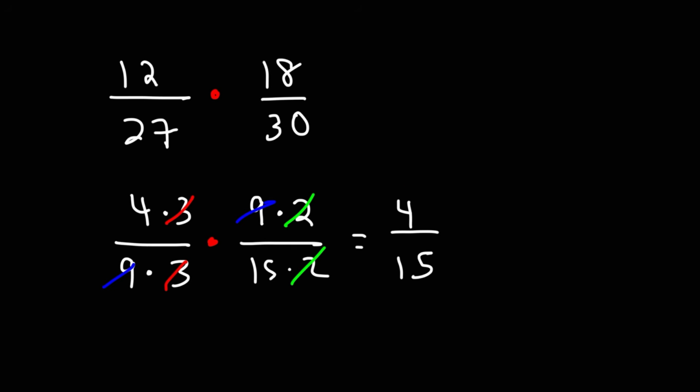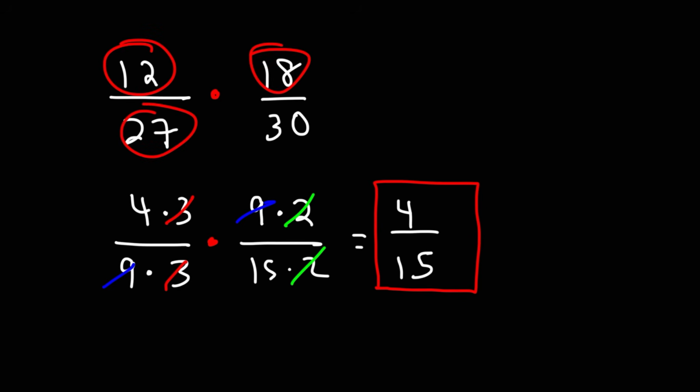So notice that in this problem, we really didn't need to multiply by anything. All we need to do is break up these larger numbers into small numbers and cancel. So that's the answer, 4 over 15. Let's work on another example.